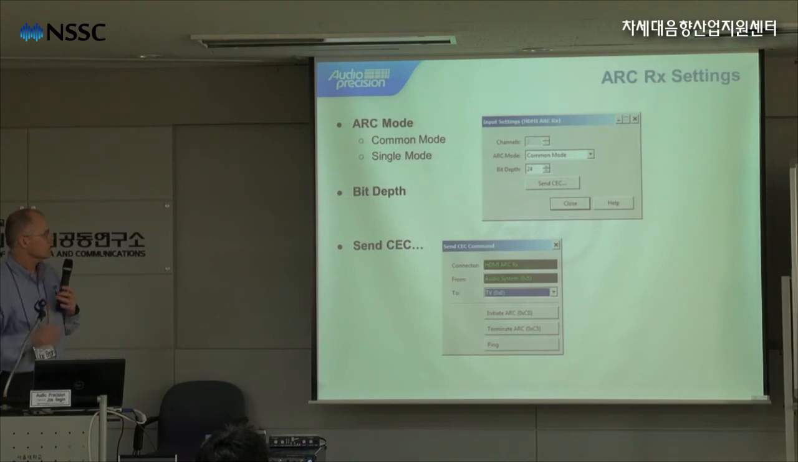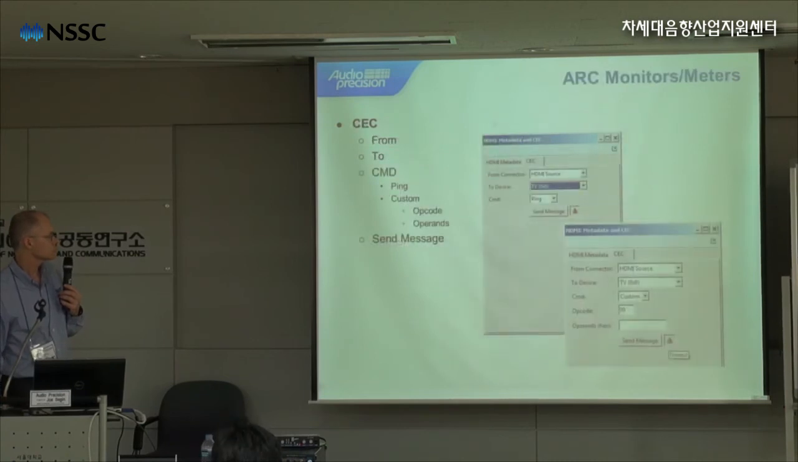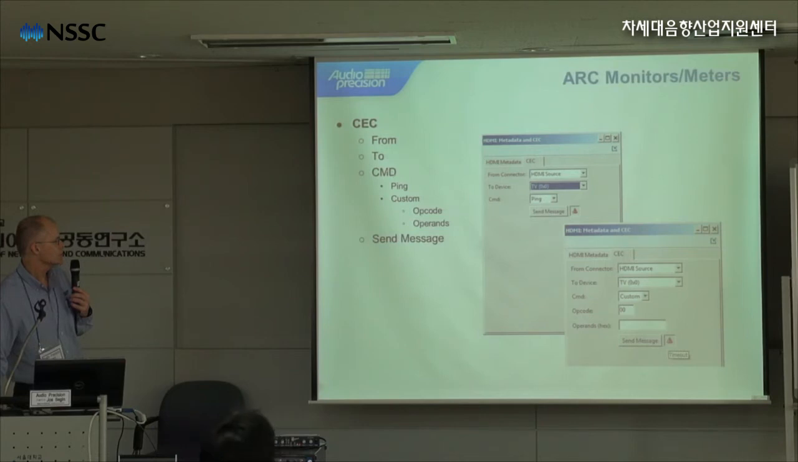On the ARC receive settings, you have common mode or single mode, bit depth, and you can send CEC commands. The CEC controls allow you to send from and to, and the commands you can send are a ping or a custom operation code and operands, or you can send a message.